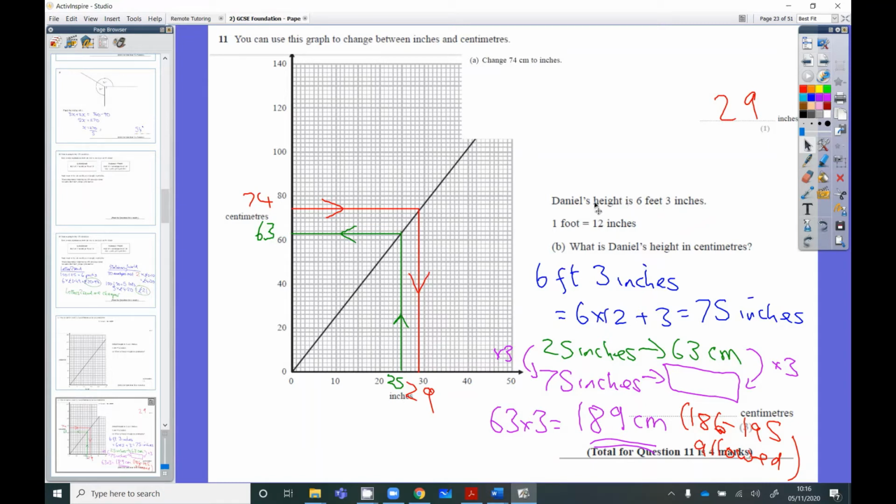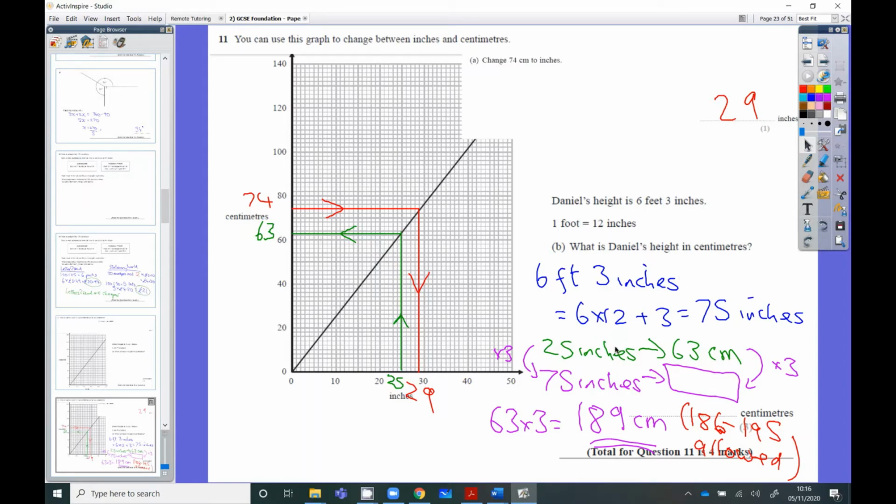Now for part B, Daniel is 6 feet 3 inches, so it would make sense to transfer this into inches. 1 foot is 12 inches, so 6 feet is 6 lots of 12, which is 72. And add on the 3 inches to give us 75 inches in total. Now clearly our graph doesn't allow us to go up 75 inches, we just don't have it on the graph. So what we could do, perhaps we could go up 25 inches, which is a third of 75. So if we go up 25 inches, we can see that that's about 63 centimetres.